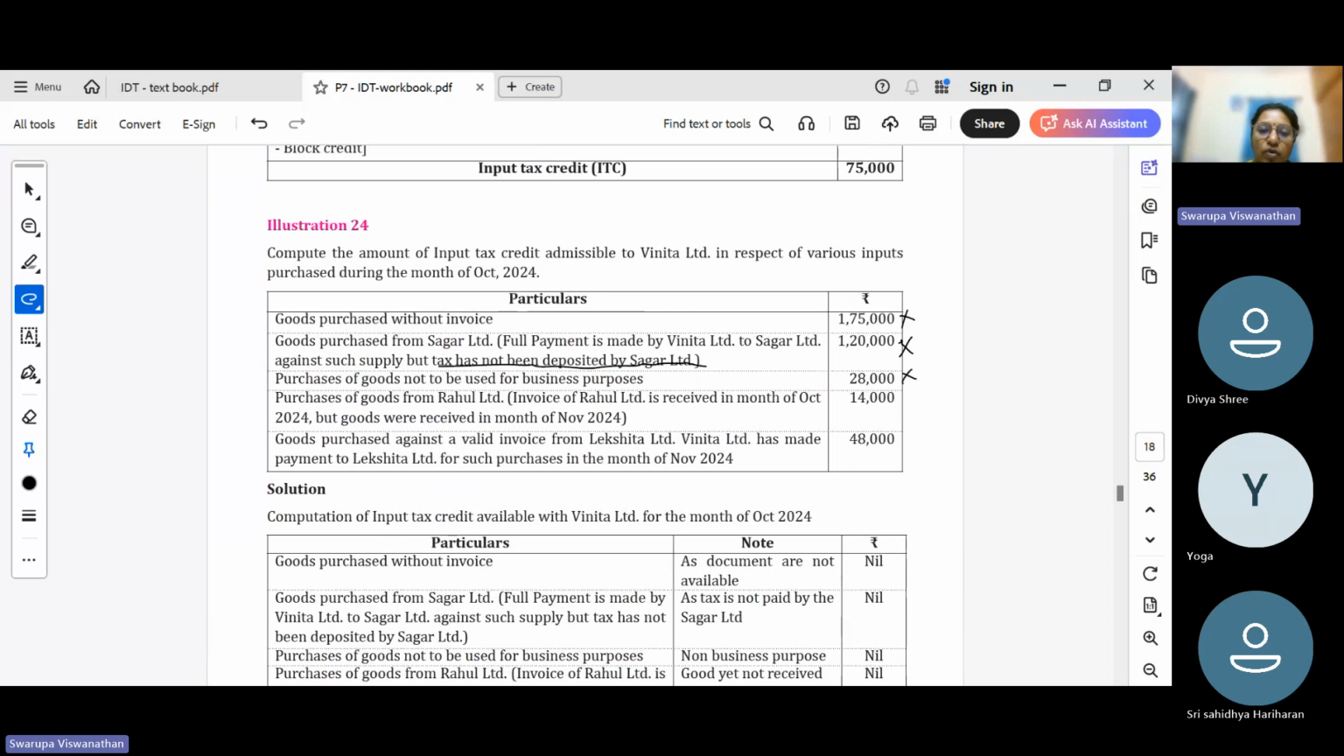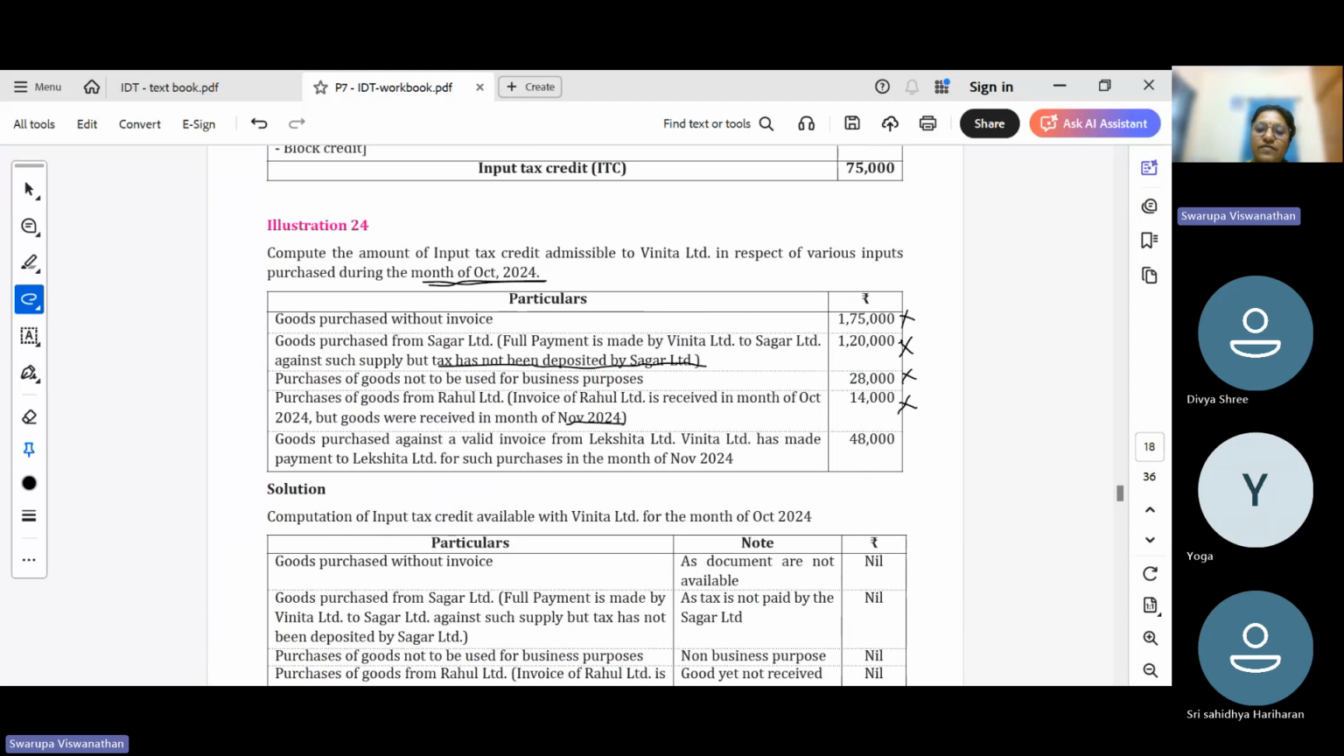Purchase of goods from Rahul Limited. Invoice of Rahul Limited is received in the month of October 24, but goods were received in November 24. For which month are we computing ITC? We are computing ITC for October 24. So October 24 goods have not been received. Conditions to avail ITC: goods should have been received and hence ITC cannot be availed.